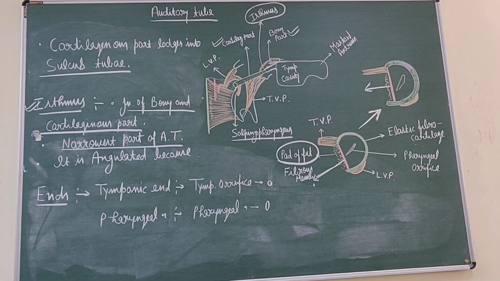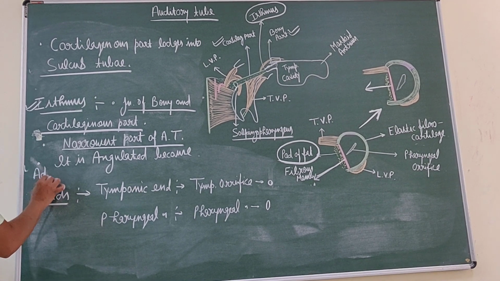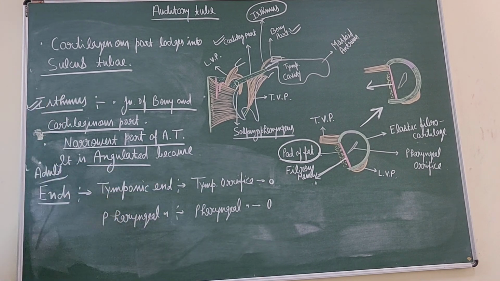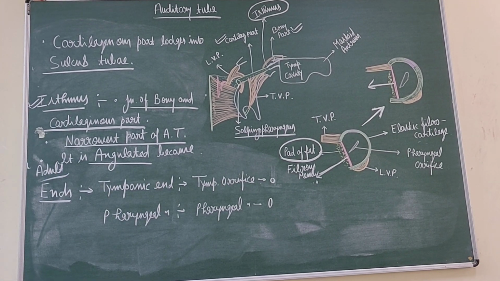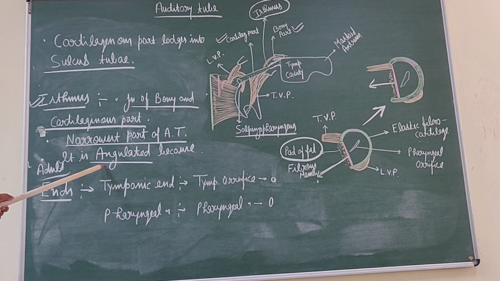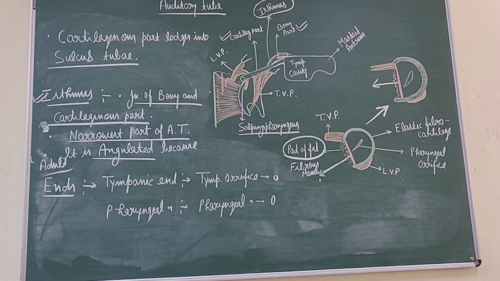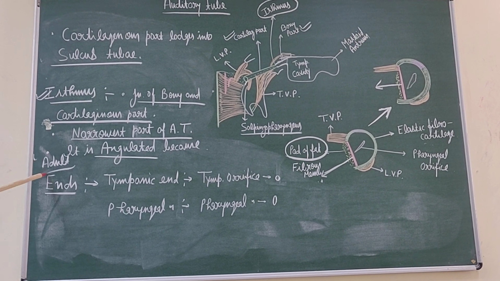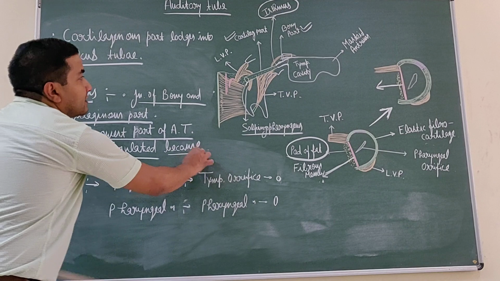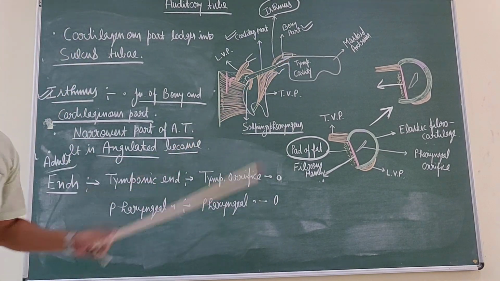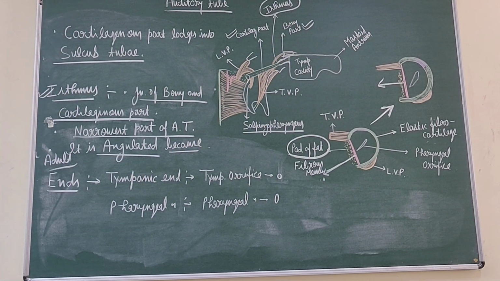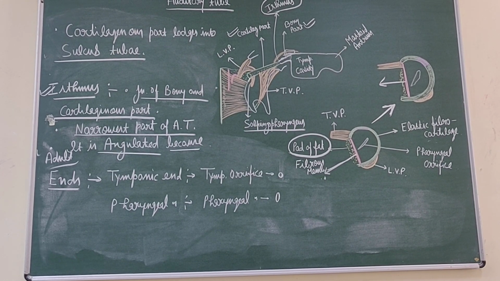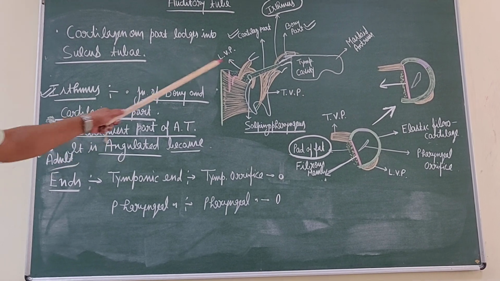And in adults, this isthmus is angulated, while in infants there is no angulation. We will come to the difference between the adult and the infant auditory tube. Why is it angulated? Because this bony part and the cartilaginous part do not lie in the same plane, as a result of which there is angulation at the isthmus.